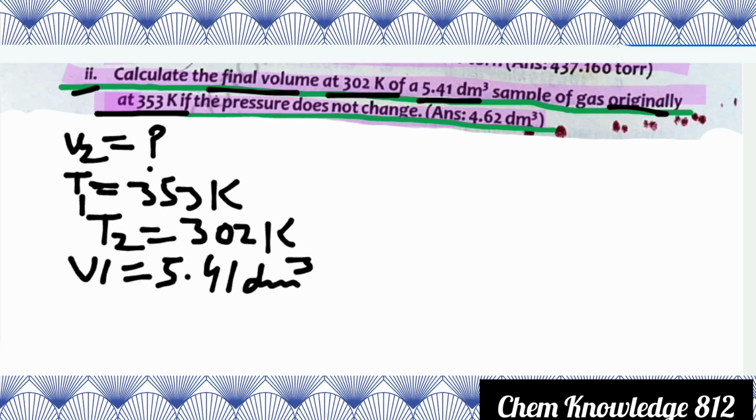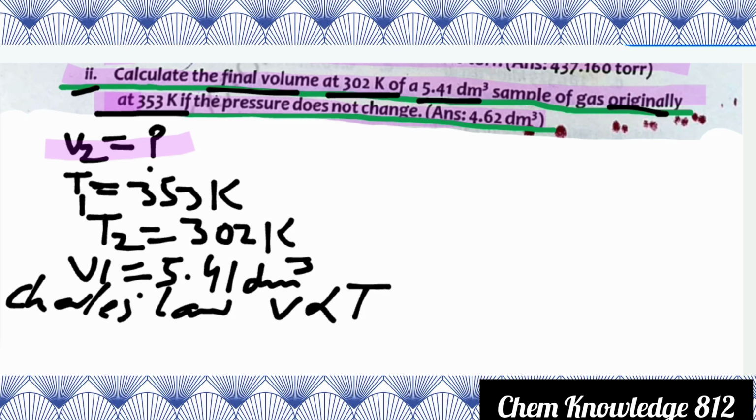So according to this question, calculate the final volume at 302 degree Kelvin of a 5.41 cubic decimeter sample of a gas originally at 353 degree Kelvin. The gas pressure doesn't change. So we are going to determine the final volume. According to Charles' law, volume is directly proportional to temperature.